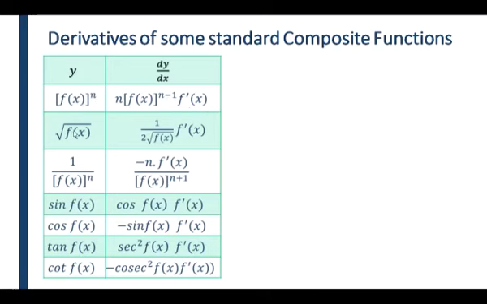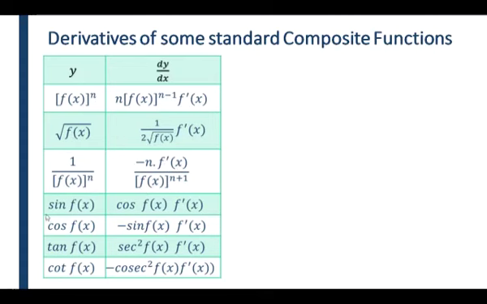Over here also, root of f(x) will be 1 upon 2 root f(x), then again the derivative of f(x). 1 upon [f(x)]^n will be minus n upon [f(x)]^(n+1), and again the derivative of f(x).